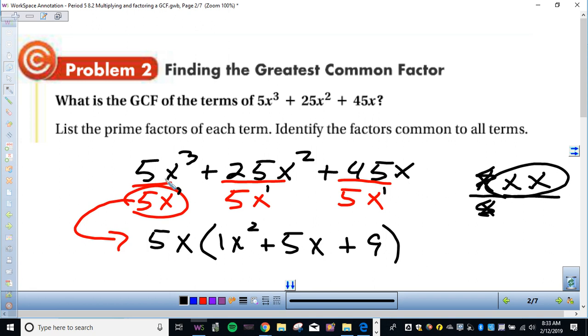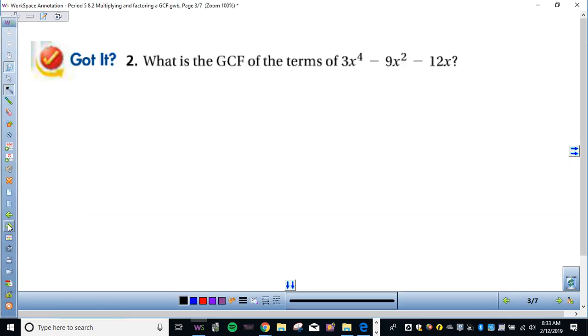5x times x squared is 5x cubed. 5x times 5x is 25x squared. 5x times 9 is 45x. That's how you know you did it correctly. Okay? So we're just going the opposite direction, taking that GCF out, seeing what we have left in each fraction. Okay, next one. We're just doing a bunch of these.